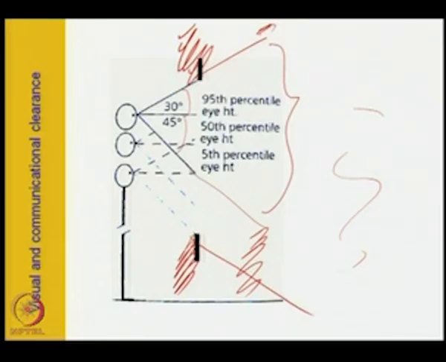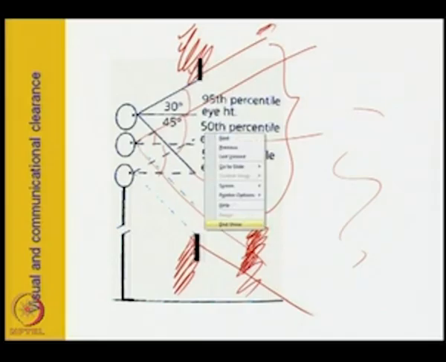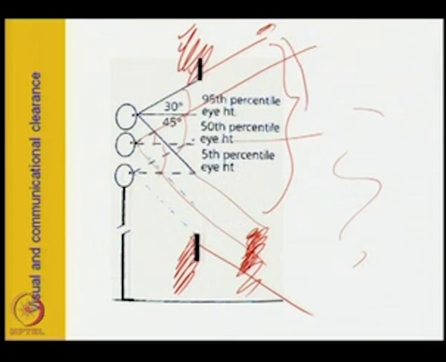But if a middle height person comes, a 50th percentile eye height person, for him this is the 30 degree and this is the 45 degree. So, what happens? The upper part is within his view, but a lower portion is being cut here, he cannot see it because it is closed here. So, we can say that the total clearance will be till here, so that a tall person as well as an average height person can see both things.